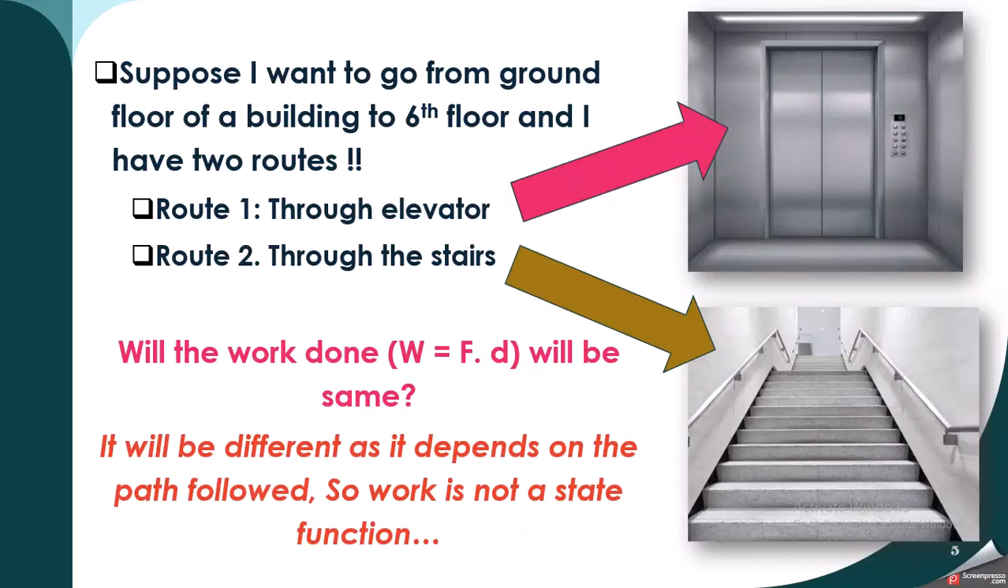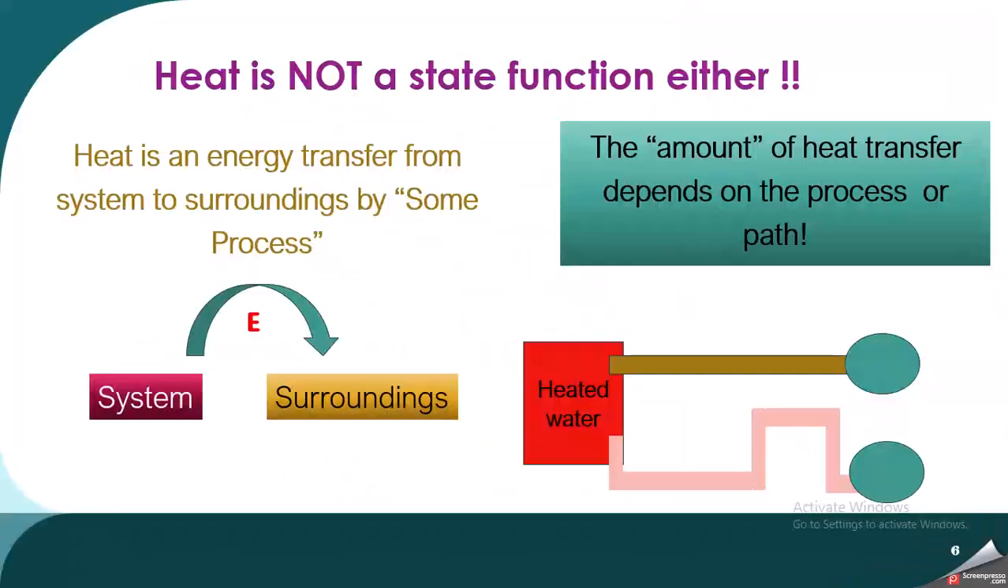The work done will be different because it depends upon the path followed. The energy and the distance are different when I go through the stairs or use the elevator. So definitely the amount of work done by me using the stairs will be different compared to the work done when I use the elevator. So it depends on the path that I am following. It means work is not a state function.